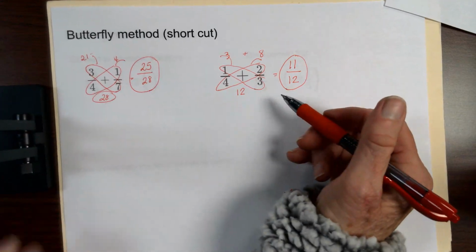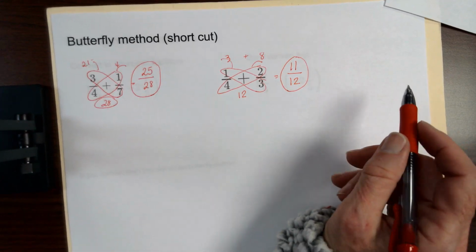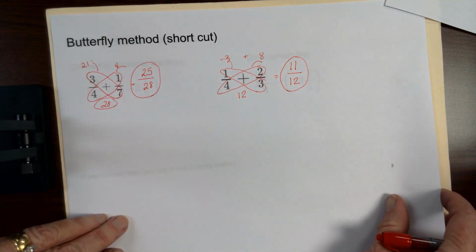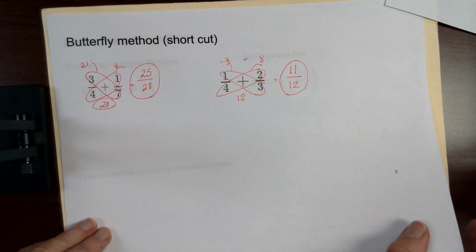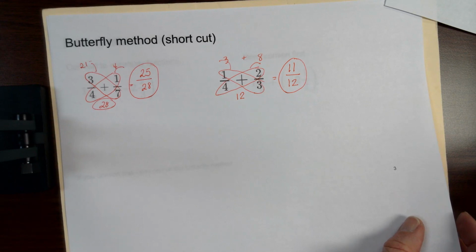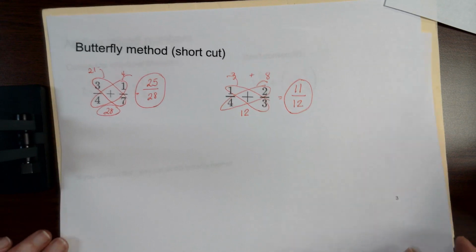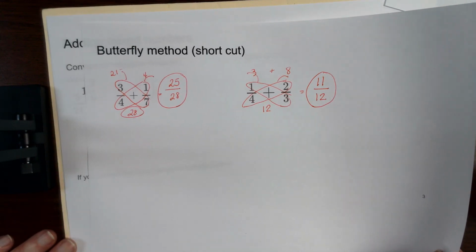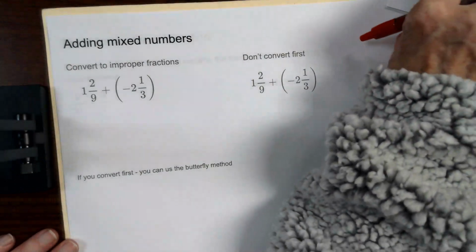Now this is a method where you can add them without doing the common denominator. With bigger numbers, it's going to be quicker to do the common denominator, and I'll show you one of those later. The butterfly method is good for smaller fractions.